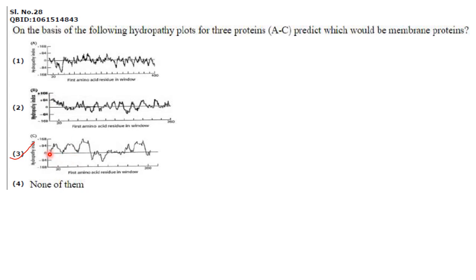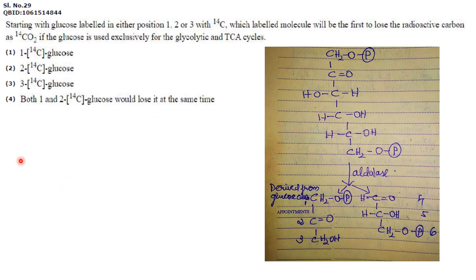But here there is a sharp distinction between hydrophobic and hydrophilic amino acids. So naturally third is the answer. This will be your region which is embedded in the phospholipid bilayer, and this is the region which is not embedded in the phospholipid bilayer. That is, it contains hydrophilic amino acids, and here it contains hydrophobic amino acids. So the hydropathy plot for membrane proteins is option 3.